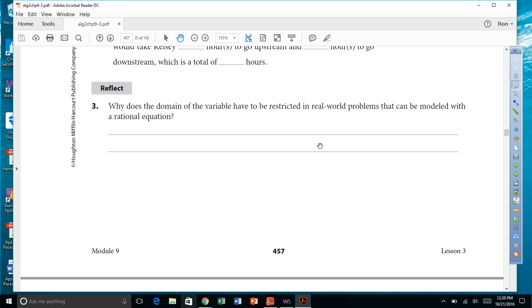Why does the domain of the variable have to be restricted in real-world problems that can be modeled with a rational equation? The variable must make sense in a real-world context. The speed of the current cannot be negative or 0. 0 would be still water. So the domain had to be restricted to positive real numbers.